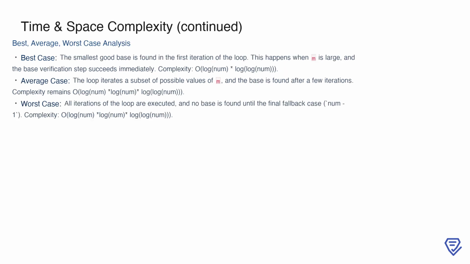Finally, let's analyze the best, average, and worst case scenarios for this solution. In the best case, the smallest good base is found during the very first iteration of the loop. This typically occurs when the sequence length m is large, and the base verification succeeds right away. In such cases, the complexity is O(log number * log number).